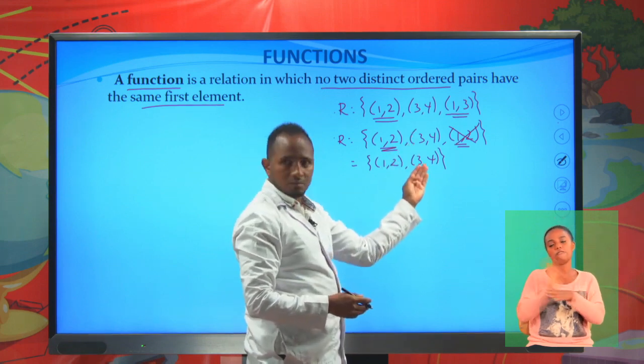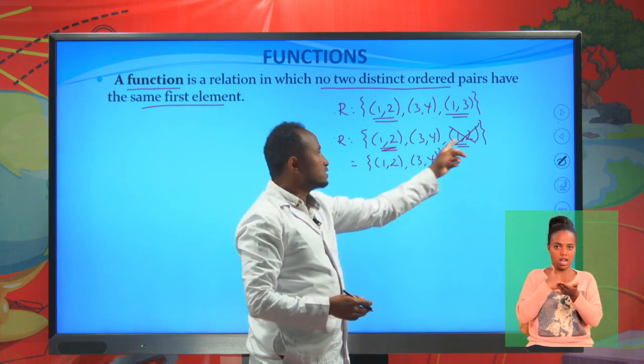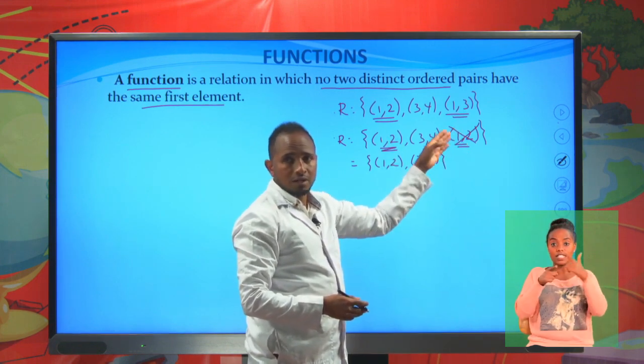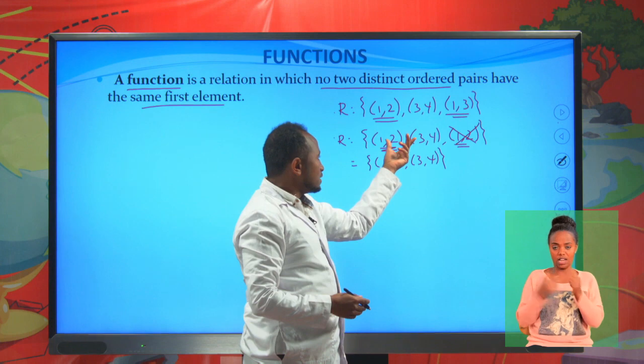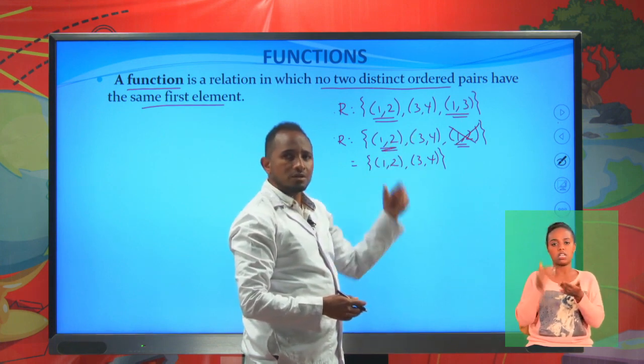These two are the same, because you can cancel this one. This ordered pair and this ordered pair are the same. So you can cancel this one and reduce this in this form. Since the first ordered pair is not repeated, this one is a function.